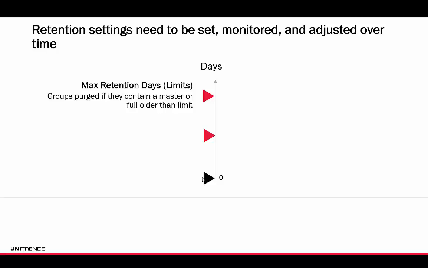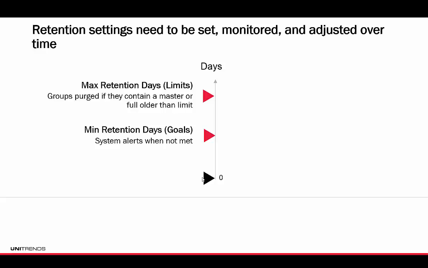When we take a look at the max retention days limit first, that's the groups purged if they contain a master or full older than that limit. So if I set my max for 45 days, my master becomes older than 45 days, any dependent backups on that master are purged along with that master. That's why your limit can go lower once in a while than what you set.